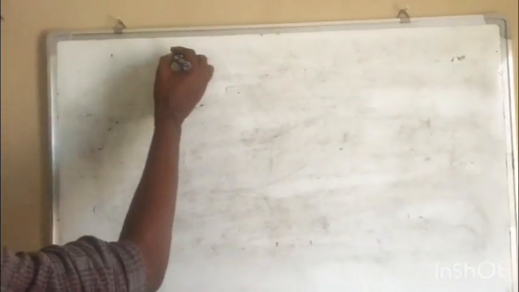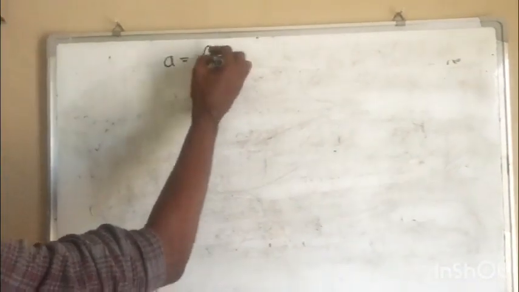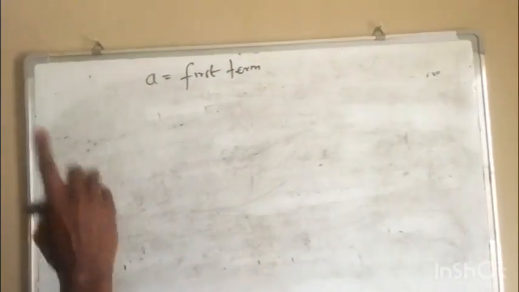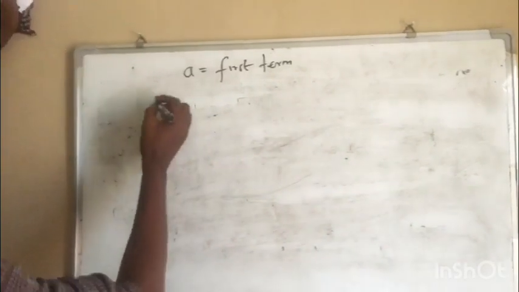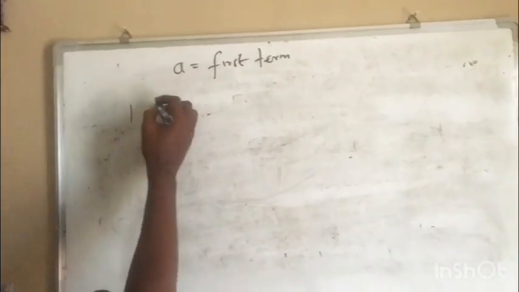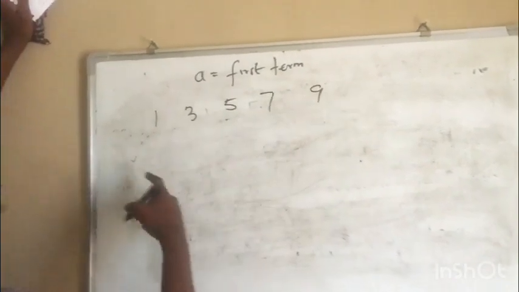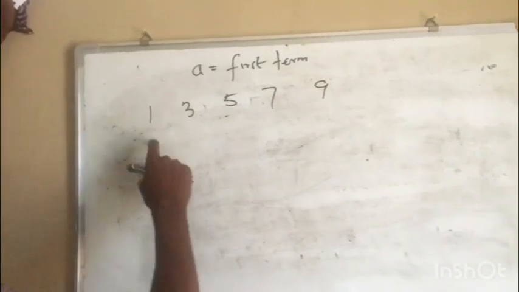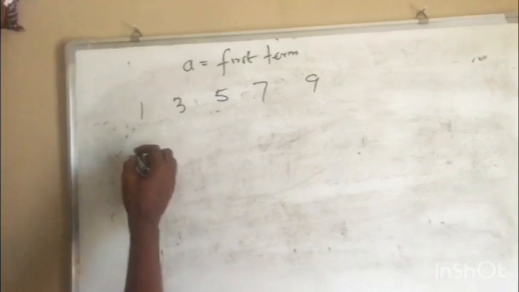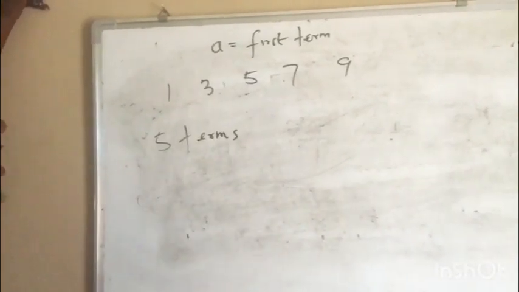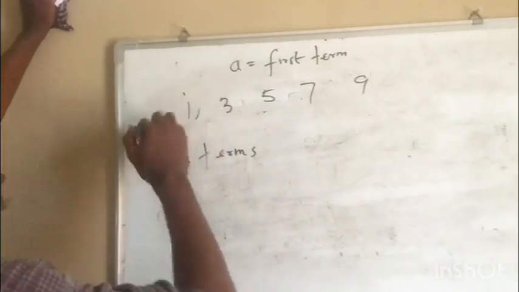Now, in an AP, the first thing that we need to know, we have a letter a, and that letter a we call the first term. That means if you have any question, the first number is the first term. Now if you have a sequence that's 1, 3, 5, 7, 9, this sequence has 1, 2, 3, 4, 5 terms. We call it 5 terms.